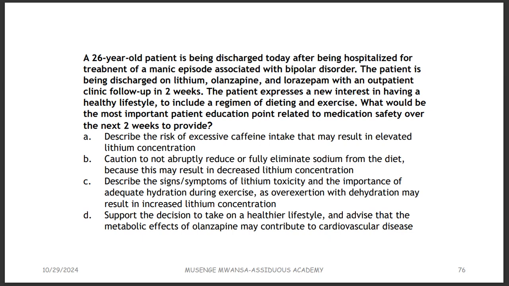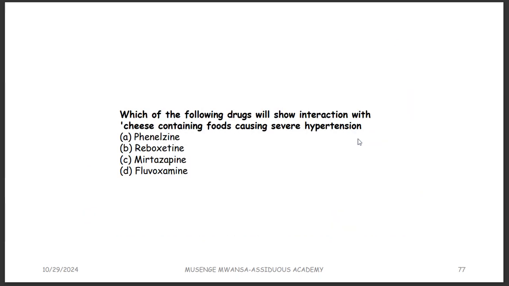Remember, you have released them on lithium. They will be going to exercise. They will be sweating, losing a lot of water. And dehydration leads to toxicity of lithium. So they should always keep hydrated. So C, thank you so much.